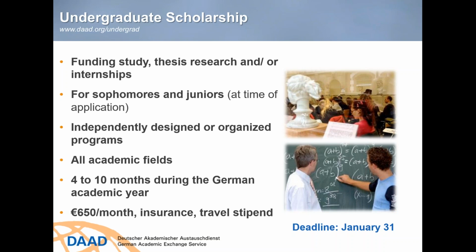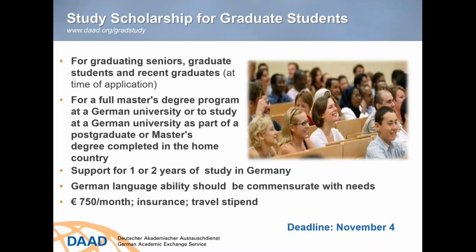So the next slide would be the study scholarship for graduate students. The study scholarship is open to graduating seniors, graduate students, and recent graduates for a full master's degree program at a German university, or for a study abroad stay at a German university as part of a postgraduate or master's degree program completed in the home country, in the US or Canada. The grant can be used for 1 or 2 years to complete a study in Germany.